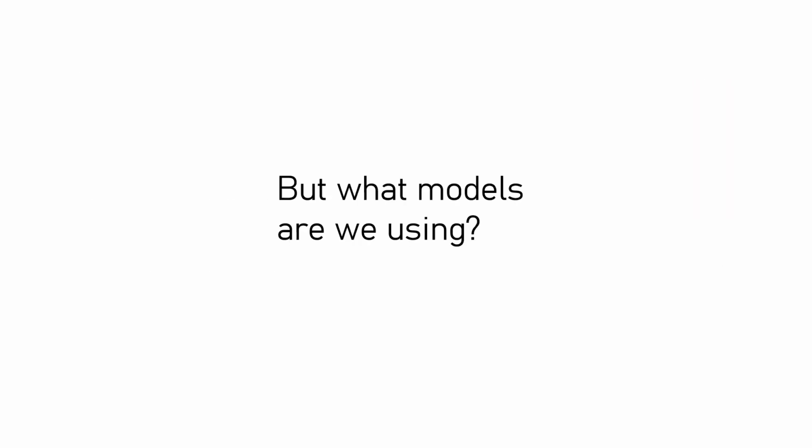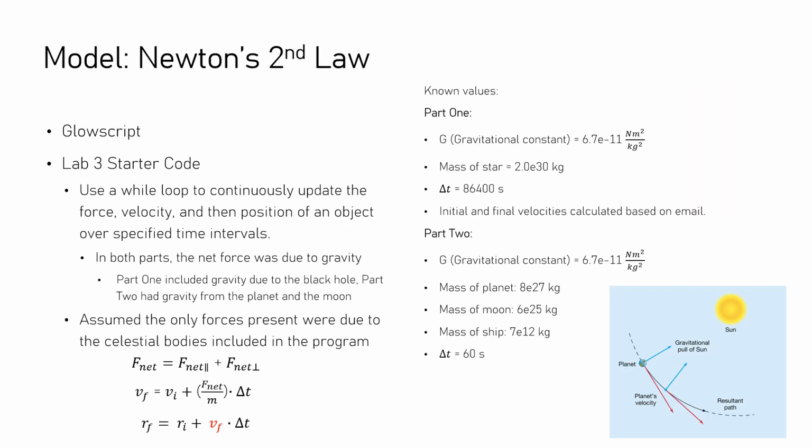What models are we using? So we'll be using the model of Newton's second law, where using the Lab 3 starter code, we'll use a while loop to continuously update the force, velocity, then position of an object over specified time intervals. Now, in both parts, the net force was due to gravity, specifically universal gravity. It's non-constant, but part 1 included gravity only due to the black hole, whereas part 2 had gravity from the planet and the moon. And so we assume the only forces present were due to the celestial bodies mentioned above.